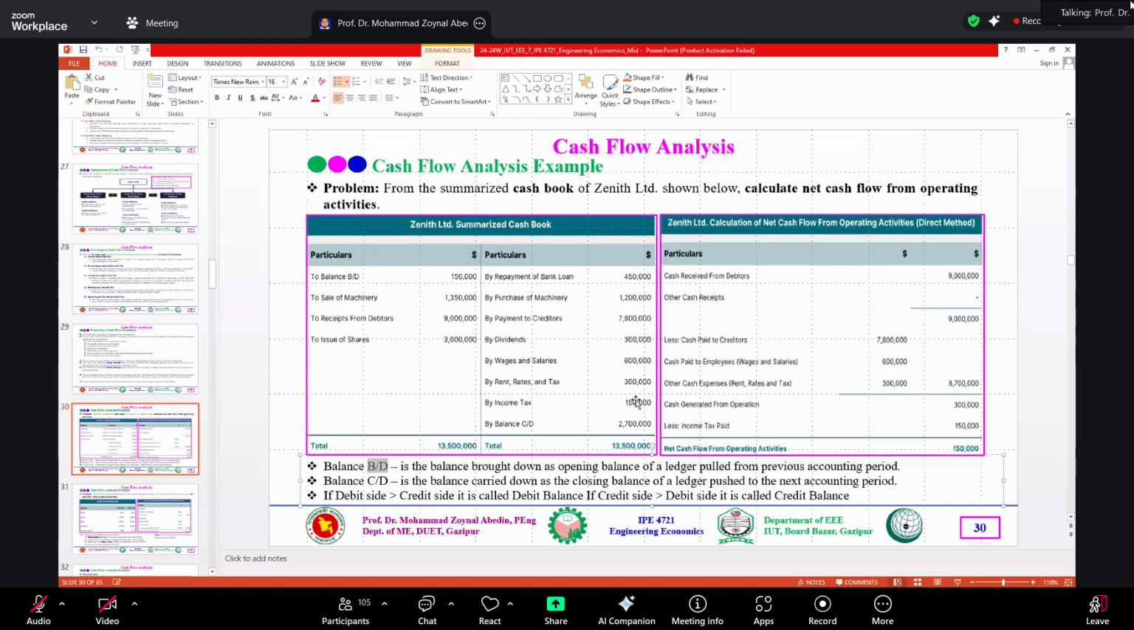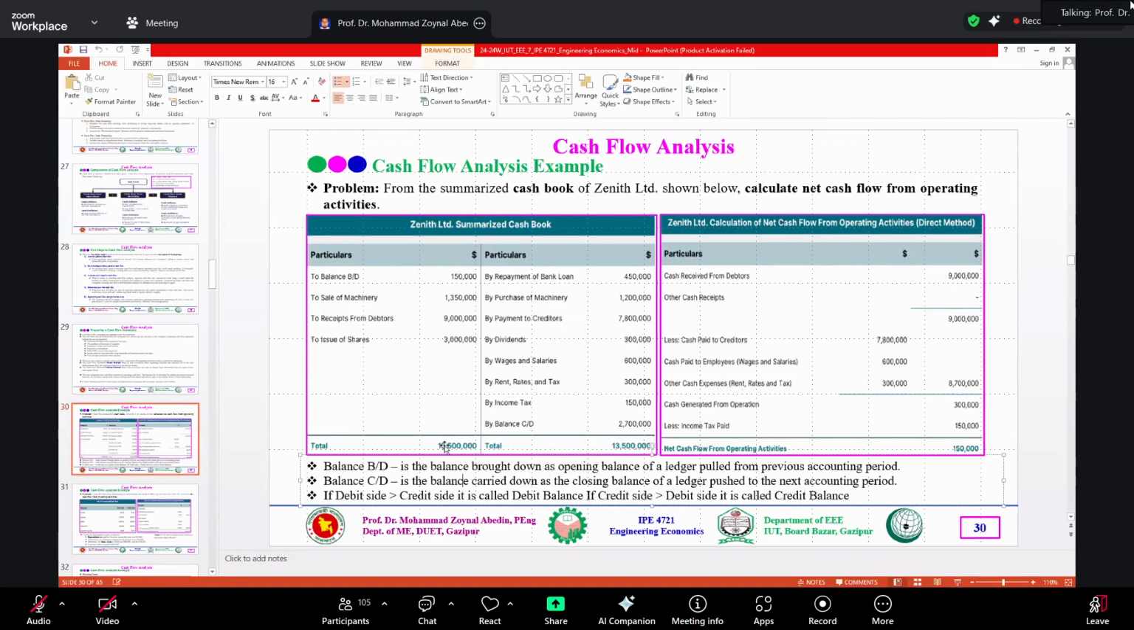Okay, debit value. But the last value is the balance CD. You have to understand this value. This value will not be given in the statement, but you have to put it here to make these two values equal. You have to put this value as a supplementary value. So balance CD means the balance carried down. CD is carried down. Carefully mind it. Carried down.